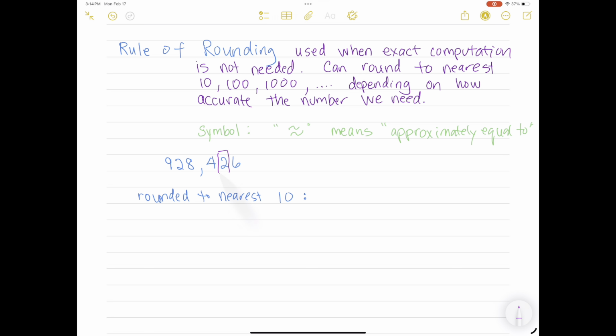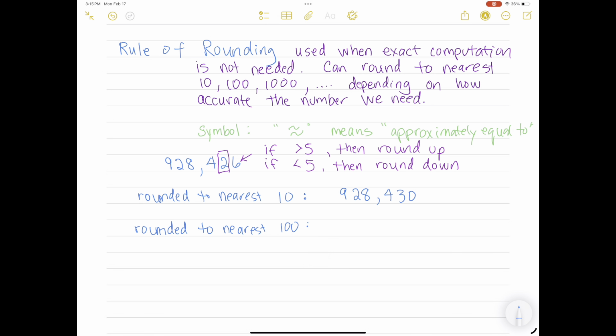So for this number, we want to round to the nearest 10. We look at the tens digit, which is 2, and the number to the right, which is 6. Since 6 is greater than 5, we round up. So rounded to the nearest 10, this becomes 928,430.